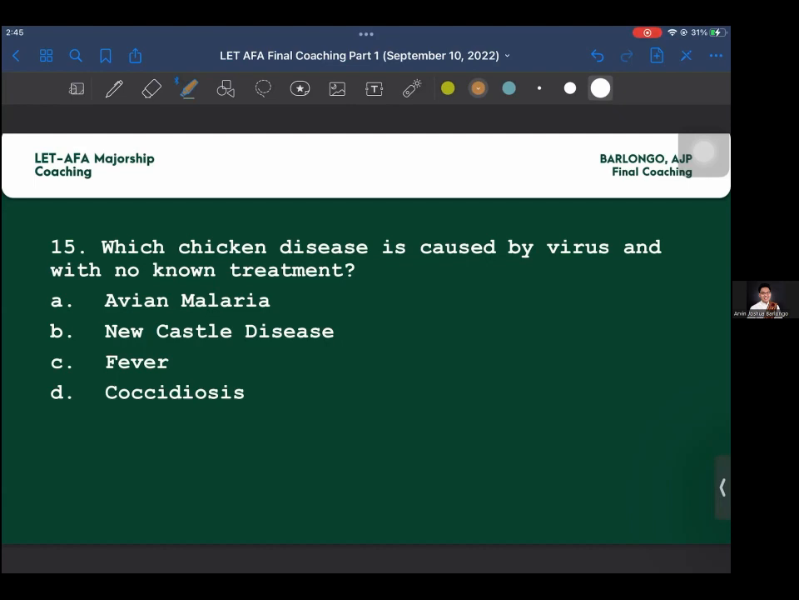Ayan, okay? So, let's continue with number 15. So, which chicken disease is caused by a virus and with no known treatments? So, chicken disease, virus. So, A, avian malaria. B, Newcastle disease. C, fever. Or letter D, coccidiosis. So, pwede pala kayong magsagot dito sa direct message or you can also take note of your answer in your personal notes. Ayan, so pwede rin yan.